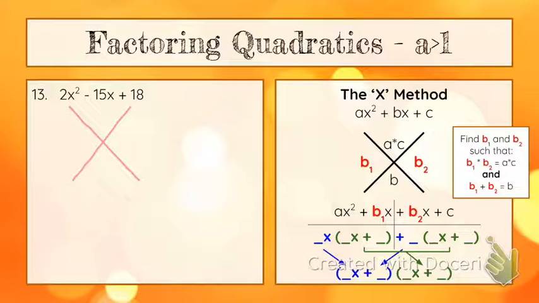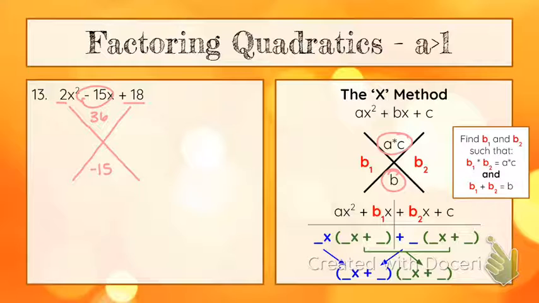So if we look over here at the X method, we have ax squared plus bx plus c. And in the top of the x, we want to put a times c. So that is 2 times 18. That's going to give us 36. Then in the bottom, we're going to put b, which is negative 15.